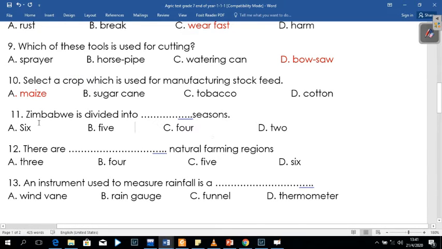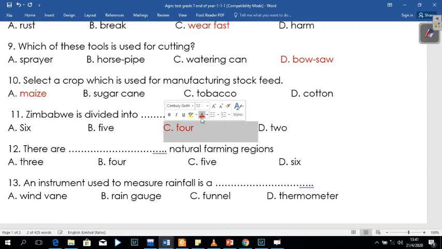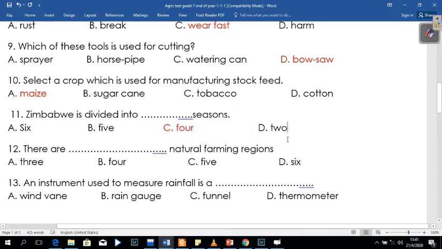Zimbabwe is divided into dash seasons. How many seasons? The ECDs, grade 1s and 2s, they are very much aware of this. I think they can answer this. So, we have 4 seasons, right? Sorry, 4 seasons, which is summer, autumn, winter and spring.